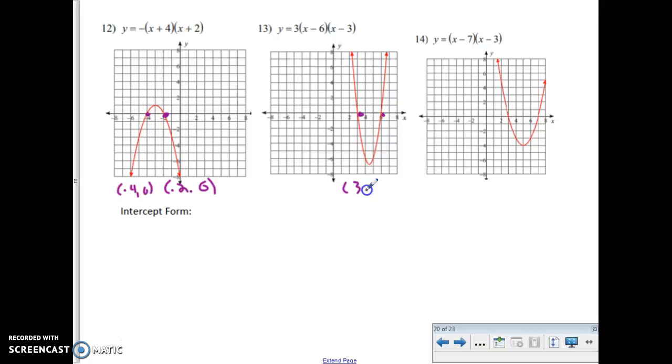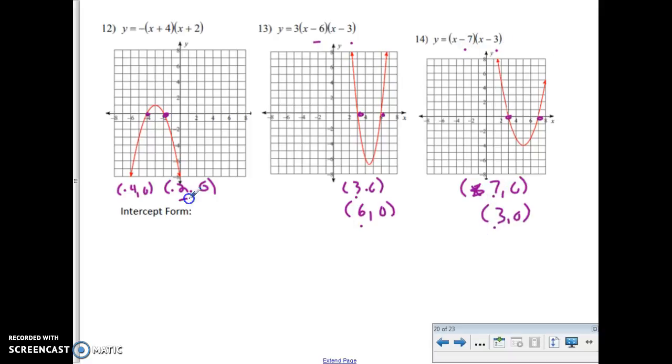Looks like the zeros are at 3, 0, and at 6, 0. And then this one looks like it has one at 7, 0, and 3, 0. So what kind of things can I notice? Well, looks like all the numbers are involved in the equation.